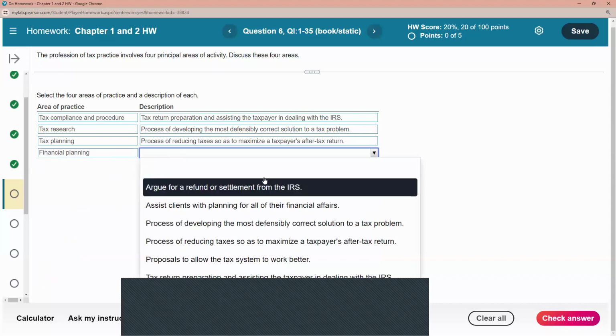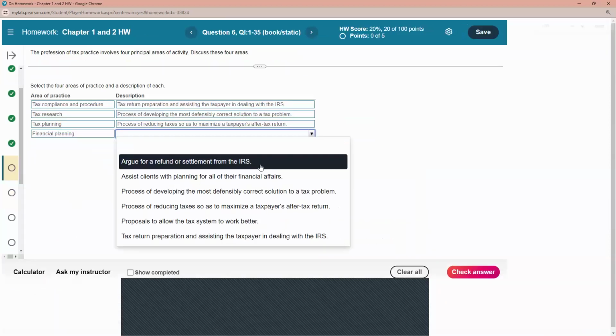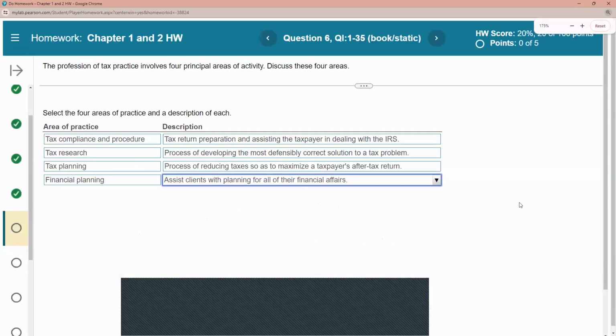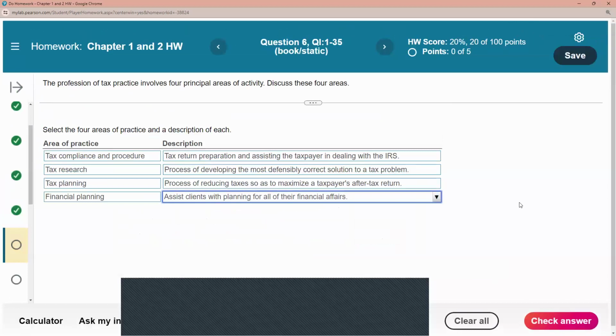So financial planning is essentially assisting clients with planning for all of their financial affairs. I have clients who sometimes make withdrawals from their IRA, and then there's a huge, hefty penalty because they took it before their time, right? There was no exception, and clients are hit with a 10% penalty. Some clients were not aware, didn't have enough income taxes withheld, and next thing you know, there's a very large tax bill. So financial planning is definitely a key component of what tax planners do.